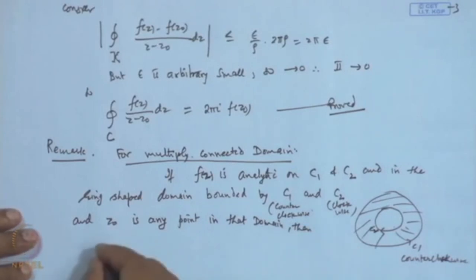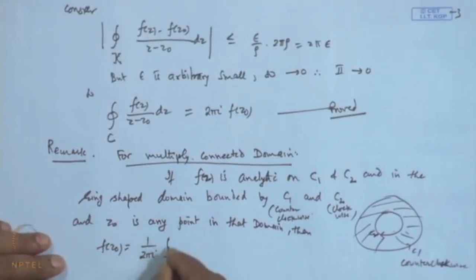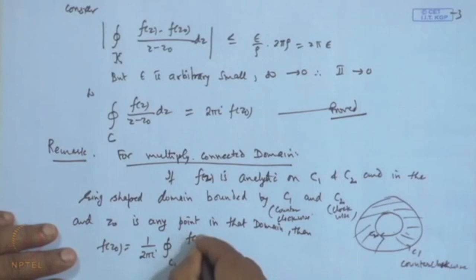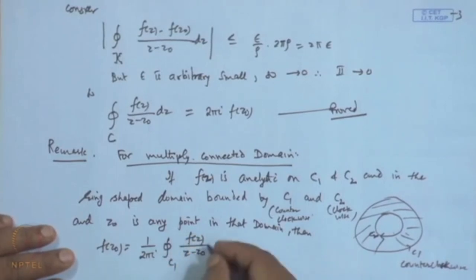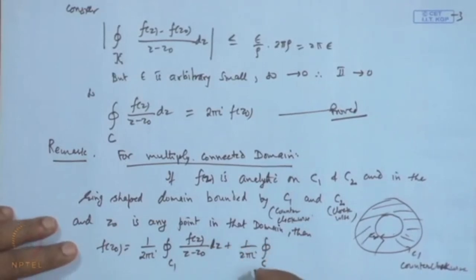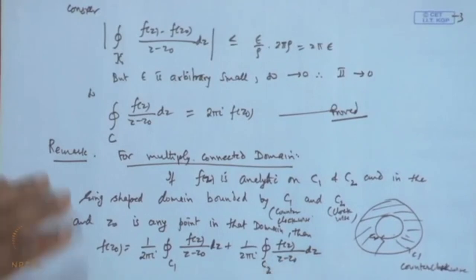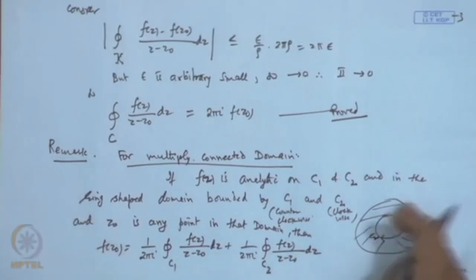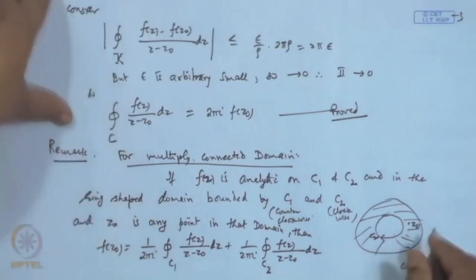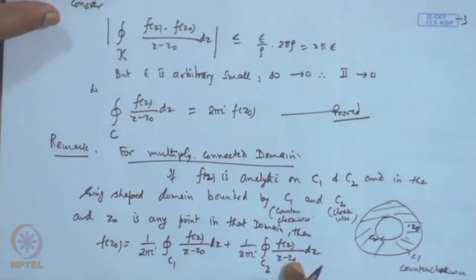the value of the function at a point z naught is equal to 1 by 2 pi I integral along the curve C 1 of the function f z over z minus z naught d z plus 1 by 2 pi I integral of the function f z over z minus z naught d z along the curve C 2. Where the outer integral is taken in the counterclockwise direction, the inner is taken in the clockwise direction, and z naught is any point inside it. So, this gives the Cauchy integral formula for multiply connected domains.